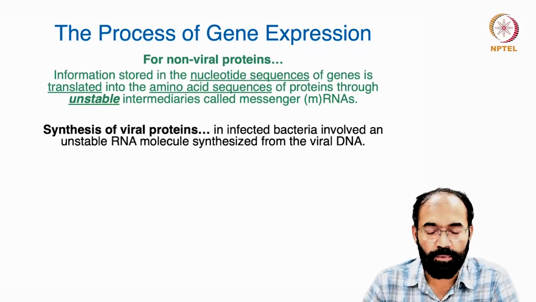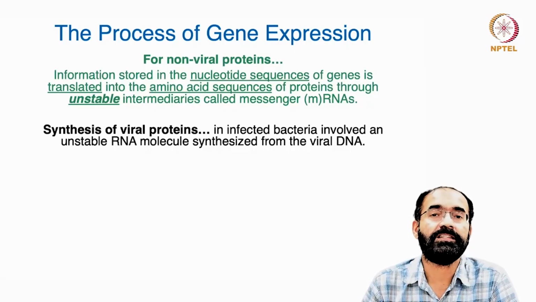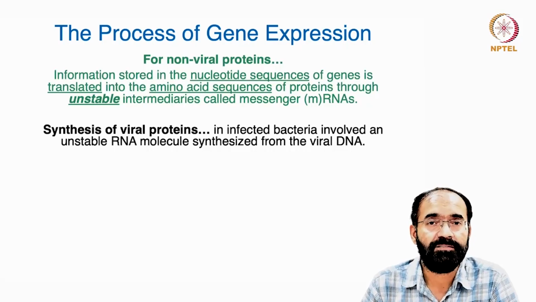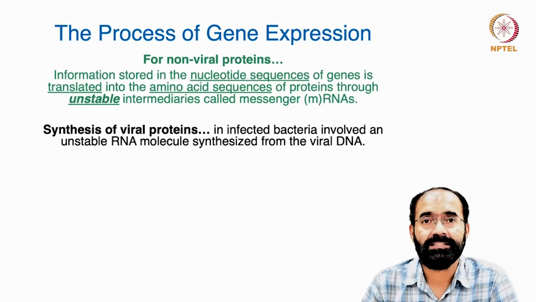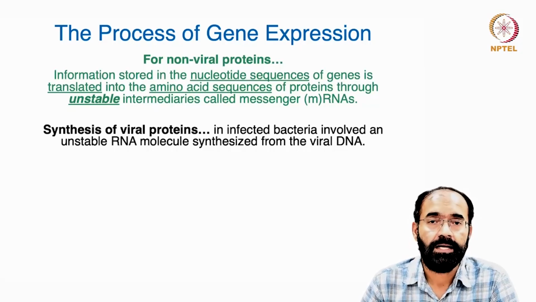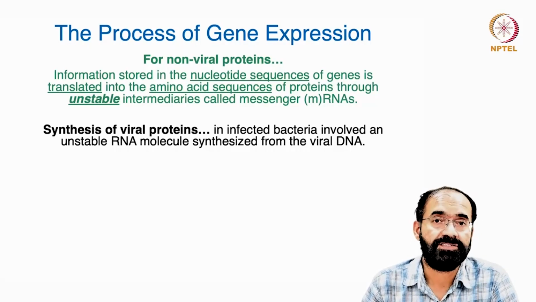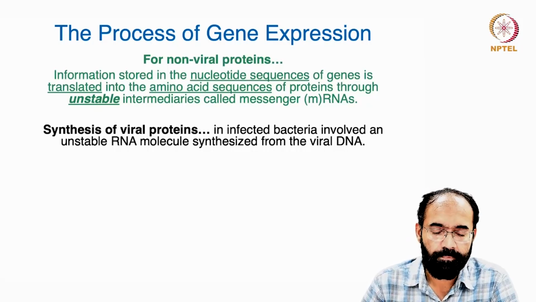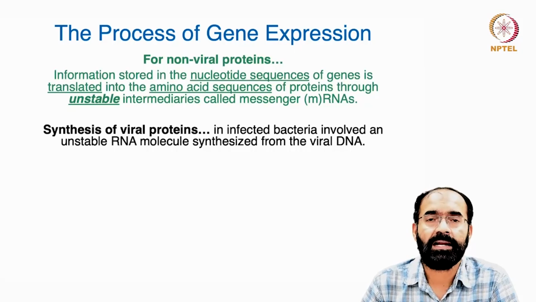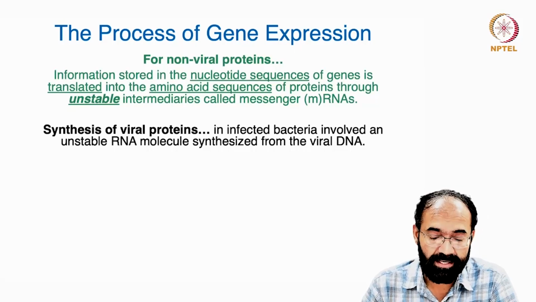Now, synthesis of viral proteins in an infected bacteria. When a bacteria is infected with a virus, the bacteria eventually dies. We refer to this as bacteriolysis, and the viruses that infect bacteria are called bacteriophages. One good example is the lambda phage. Many T4, T7, many different types of phages are there. Lambda phage is one of the well classified, well studied examples of a virus infecting bacteria.